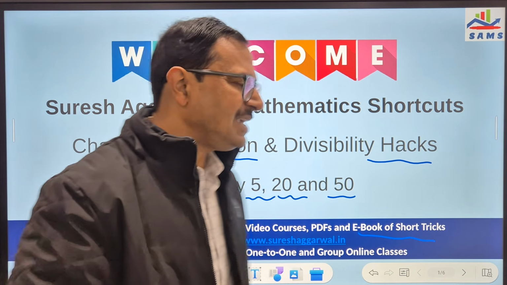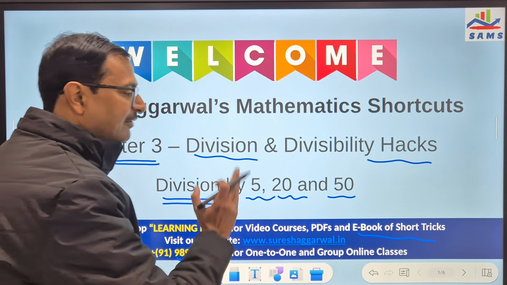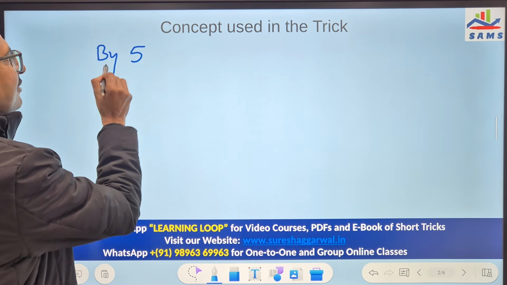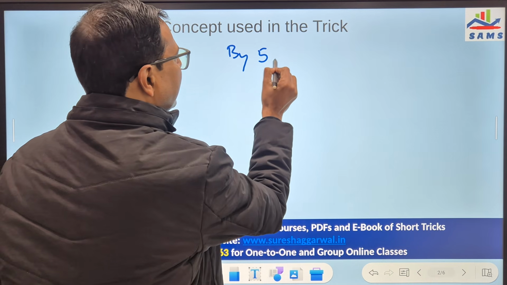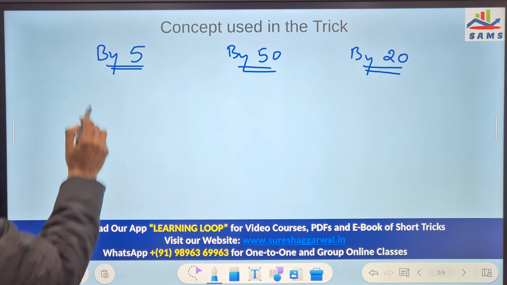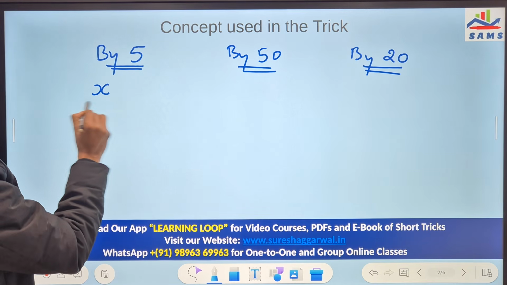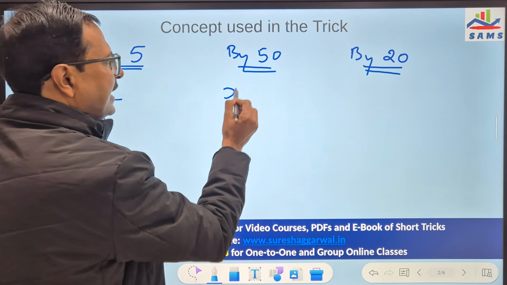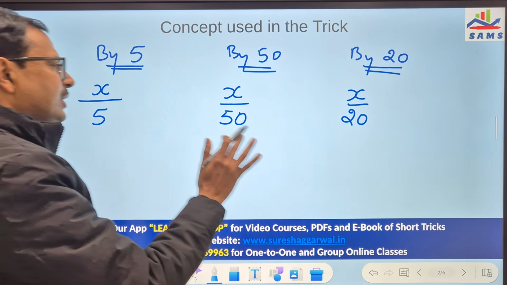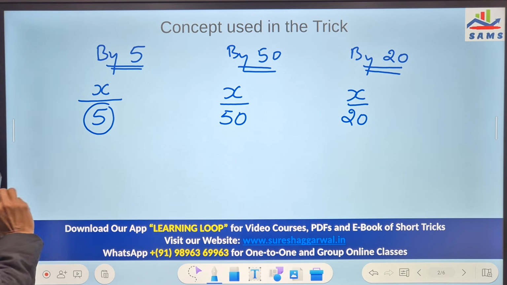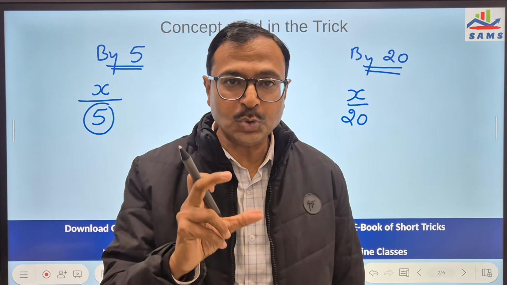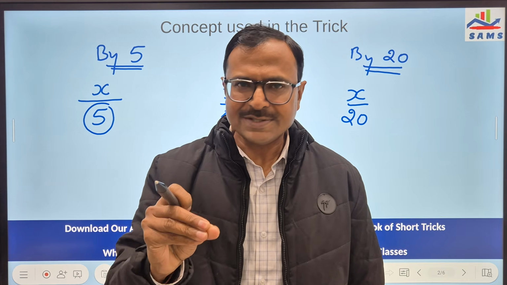So friends, let's see the concept in hand. Division by 5, 20 and 50. When I talk about division by 5, then division by 50 and then division by 20, let's see what concept works for us the best. When you divide x by 5, or x by 50, or x by 20, the best thing to do is to convert the divisor into a base number, like 5 to be converted to 10, 50 or 20 to be converted to 10 or 100, whichever works the best for you.